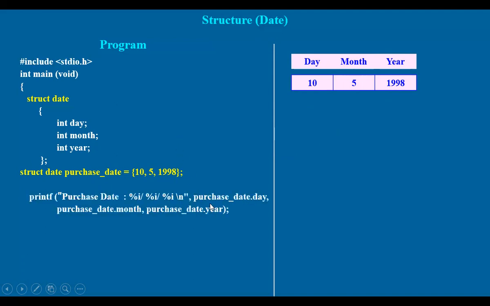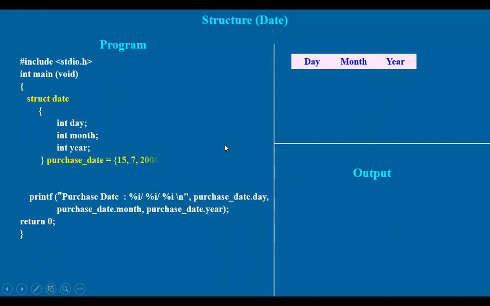Now, to display this date, we have taken only one printf statement, and here the variable name purchase date dot day, another one purchase date dot month, and purchase date dot year. Variable names must be there, then dot and field names. All these field names should be provided. So here the output will be like this: the purchase date is 10/5/1998.